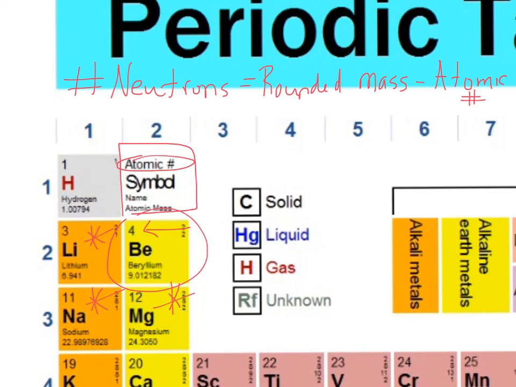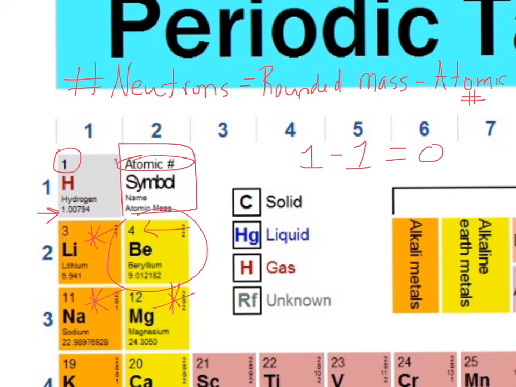So if we want to know how many neutrons we have, we're going to round the mass that's given to us to the nearest whole number and then subtract our atomic number. So let's try this with hydrogen. Hydrogen has a mass of 1.00794. If I had to round that to a whole number, I would just round it to 1, right? Because the number following the decimal is a 0, so we're done. We're just going to round down. So the rounded mass for hydrogen is 1, and the atomic number is also 1, so 1 minus 1 equals 0. So that must mean that hydrogen has no neutrons, and that in fact is true.